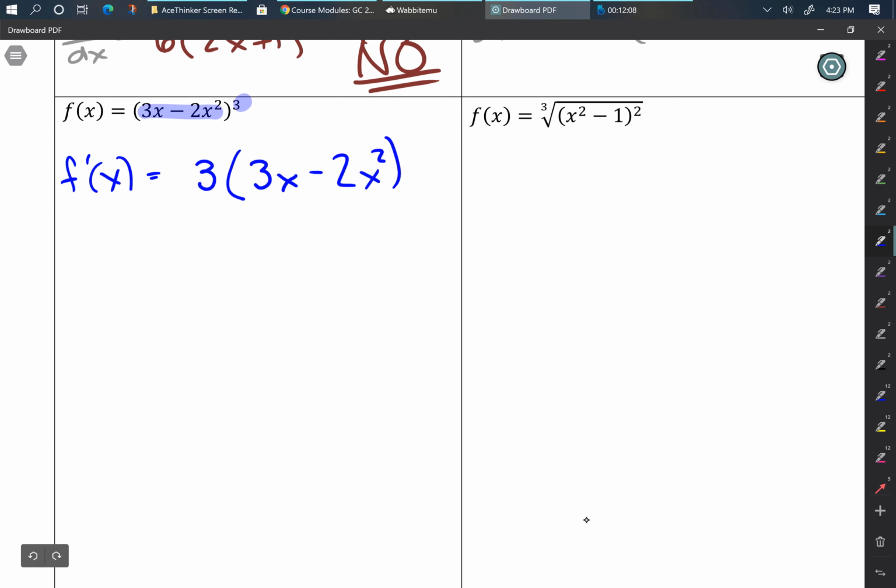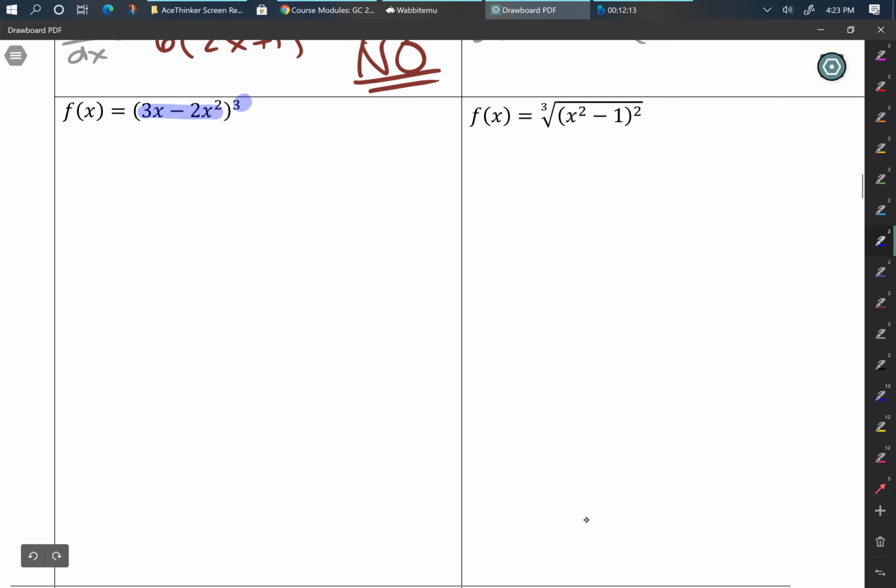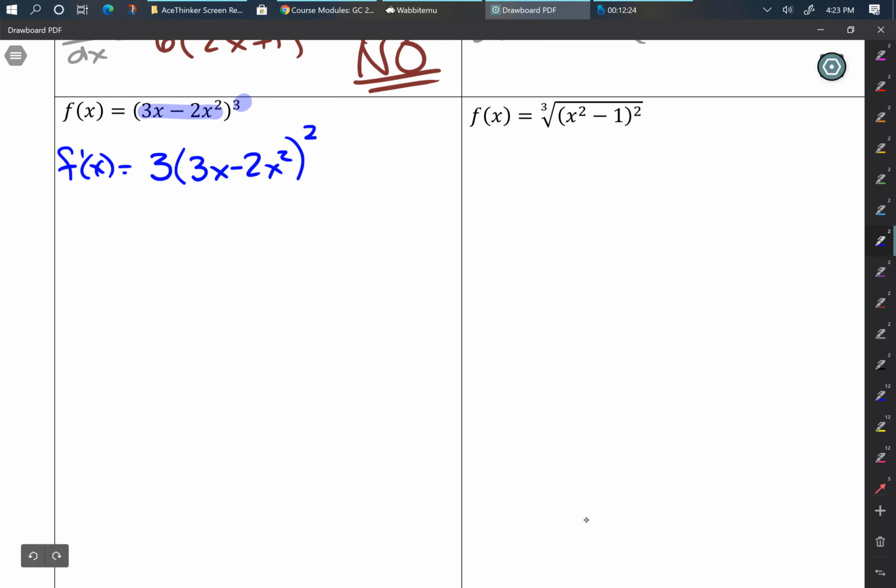Oops, I'm writing way too big, so I'm going to start this one over. Okay? So then the derivative is going to be the power times the function raised to the power minus 1, and then multiply by the derivative function. Derivative of 3x is 3. Derivative of negative 2x squared is negative 4x.